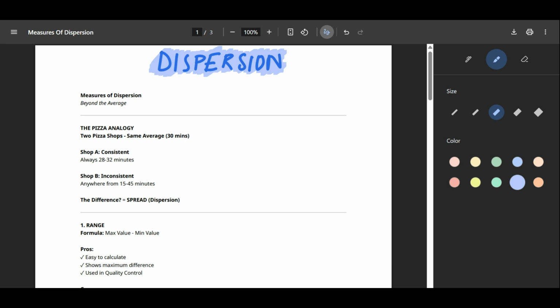So, you have learned about averages, right? The mean, the median. They tell us where the center of our data is. But what if I told you that just knowing the center can be, well, a bit misleading?